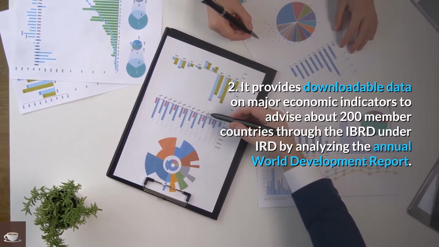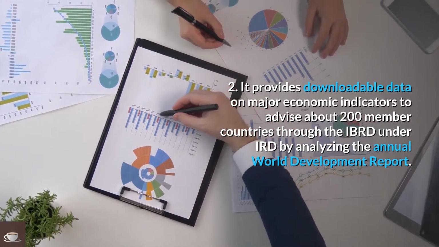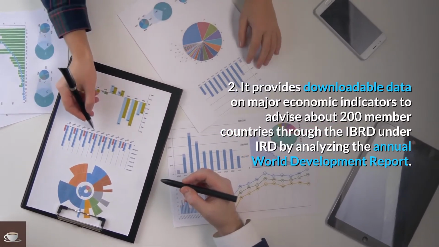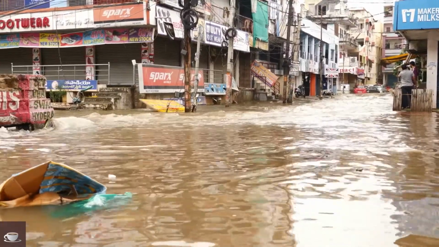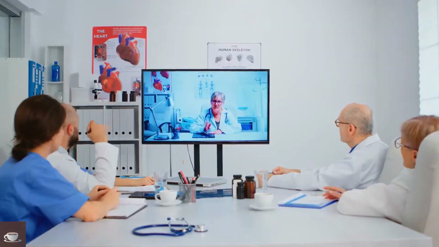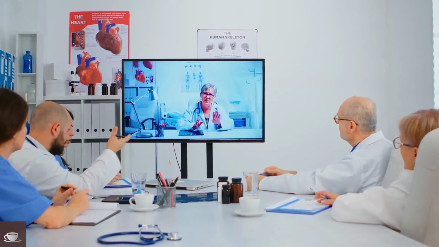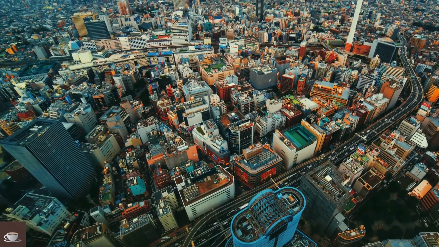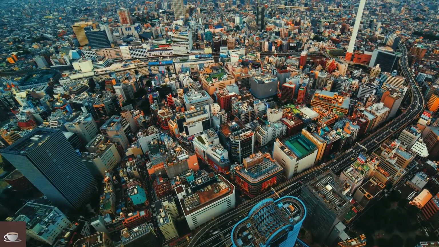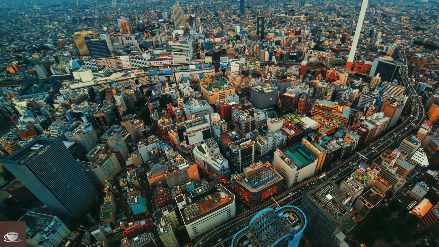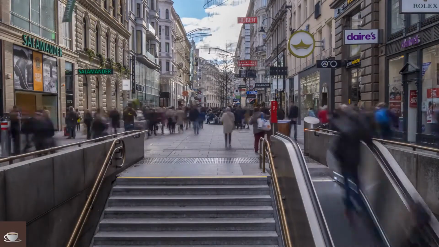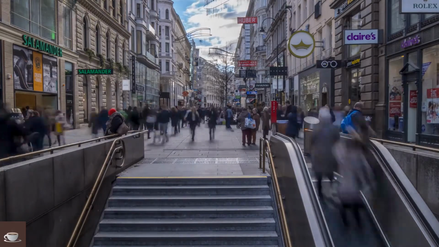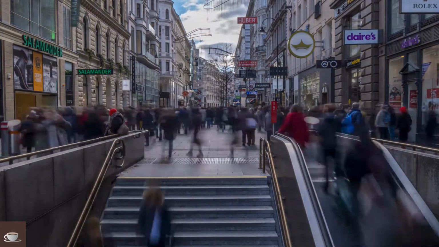2. It provides downloadable data on major economic indicators to advise about 200 member countries through the IBRD by analyzing the Annual World Development Report. These indicators include climate change from the study of the environment and energy, health issues such as life expectancy, labor, income, and education, demographics, poverty, gender, and aid effectiveness, urban development and infrastructure, government economic policy and sovereign debt, business, agriculture, and financial. These and many more are found in publications such as the World Development Indicators and Global Development Finance, the Little Data Book, Little Green Data Book, and the World Bank Atlas.